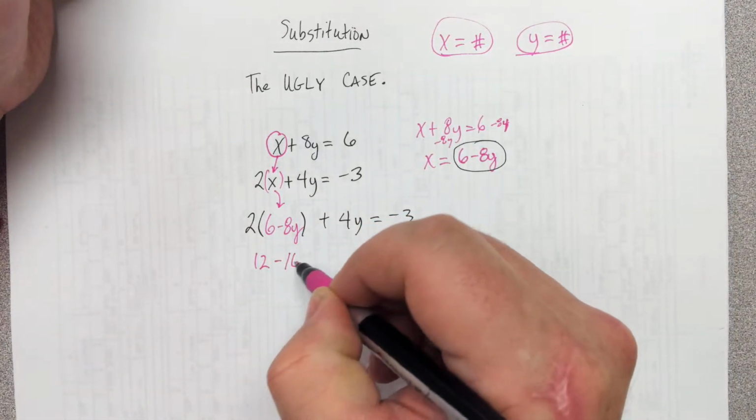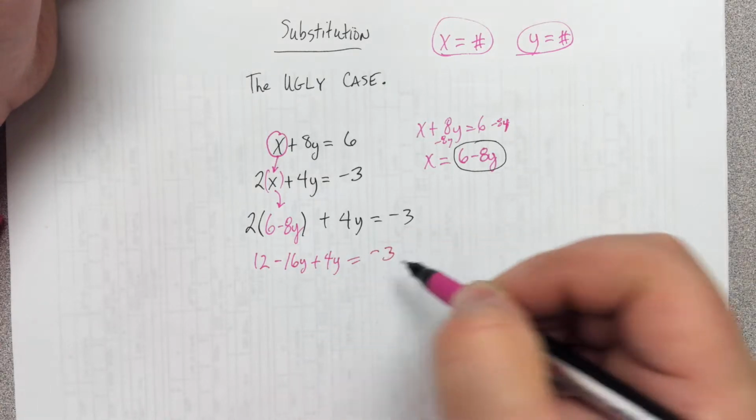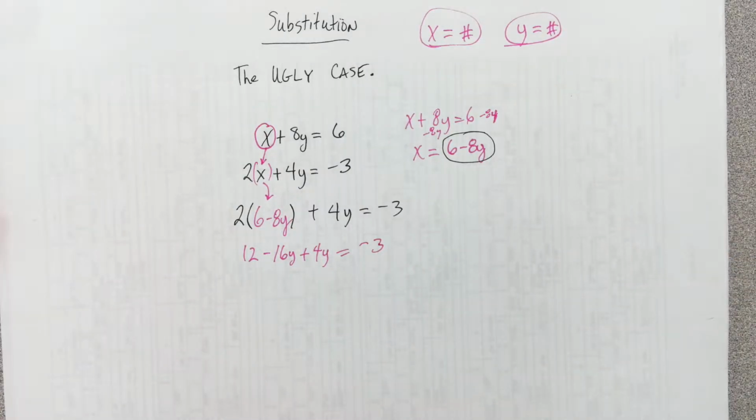12 minus 16y plus 4y equals negative 3. And now it's just solving. So from there it's not new. From there it's the same.